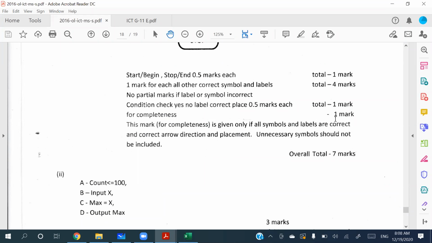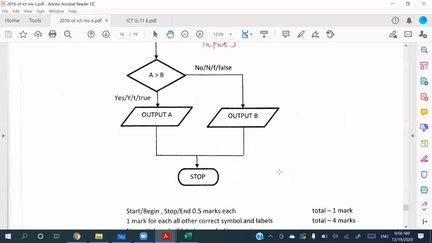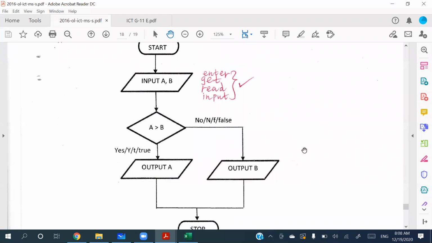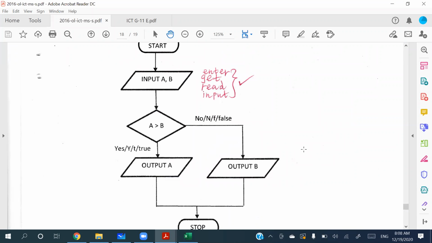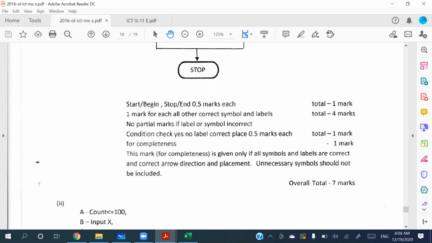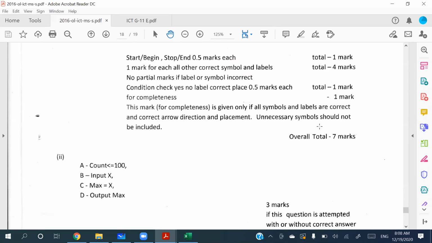So be careful when you are writing something like this. Be careful about the arrows, be careful about the symbols, be careful what you are going to write inside those symbols. So altogether for that particular flow chart, you are going to acquire 7 marks, which is huge, like 7 out of 10.